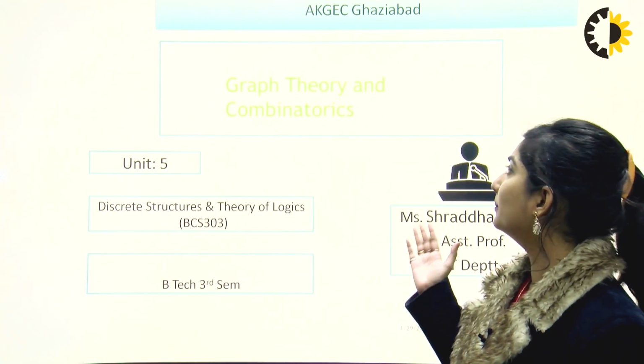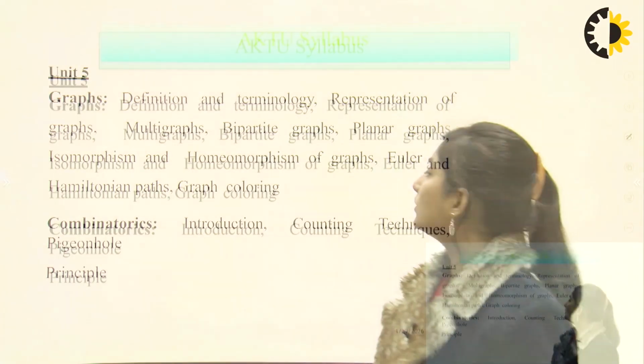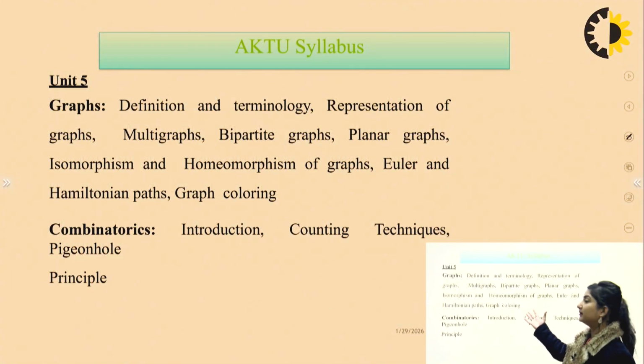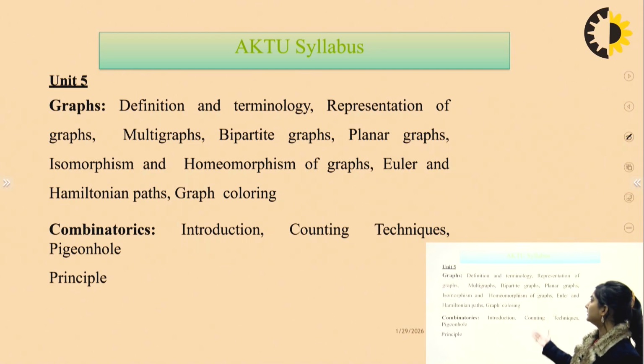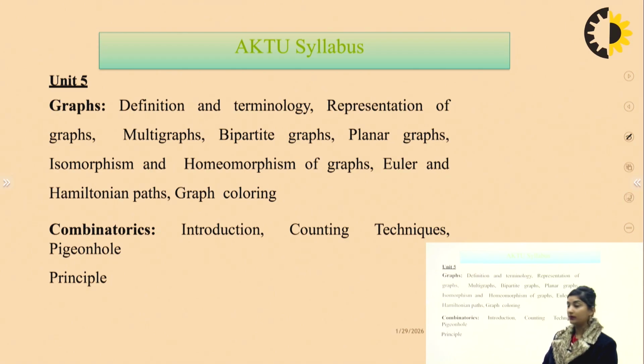Graph theory and combinatorics. These are the topics we'll be studying today: definition and terminology, representation of graphs, multigraphs, bipartite graphs, planar graphs, isomorphism and homeomorphism of graphs, Euler and Hamiltonian paths, and graph coloring. And in combinatorics, we're going to study the introduction, counting techniques, and the pigeonhole principle. Let's proceed.